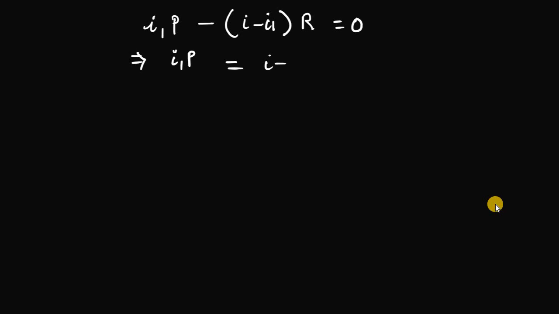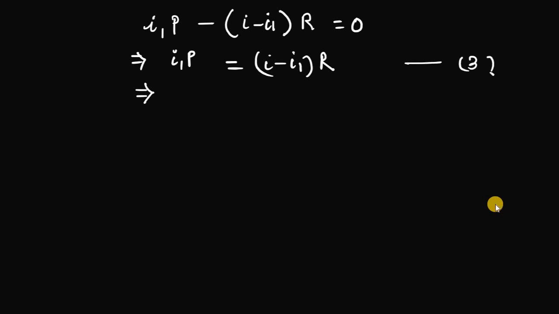First of all, if we put IG as 0, it would be I1P minus (I minus I1) whole R equals 0. Or I can say I1P equals (I minus I1) whole into R. Okay, so this is the third equation.